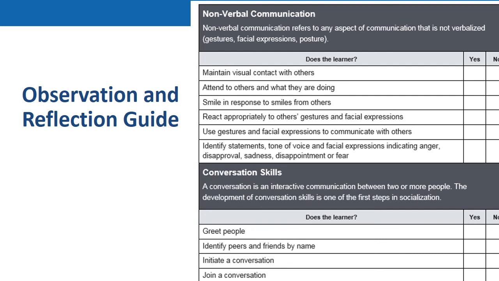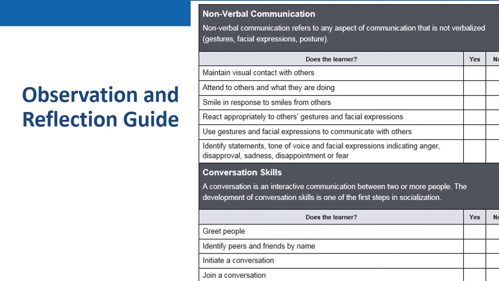Identifying strengths helps us identify skills that we can use to facilitate instruction. For example, if the learner can imitate in a play context, we can use this skill to help him or her develop simple social play skills.